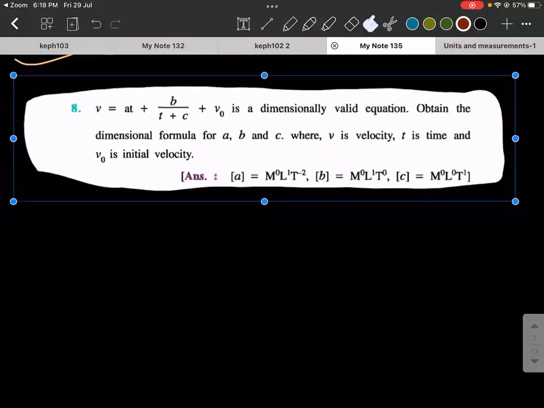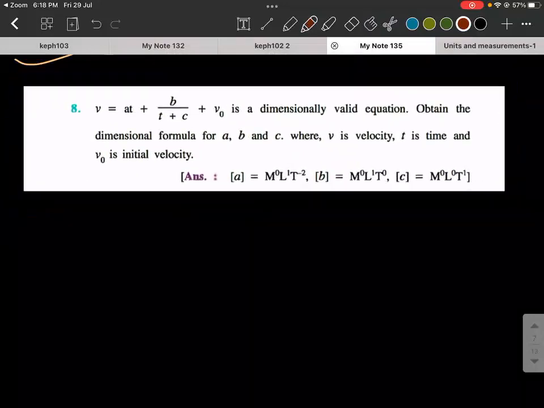Now listen to this. There is a mathematical expression like this, where they say V is equal to AT plus B divided by T plus C plus V naught. Here A necessarily need not be acceleration. It can be some physical quantity which we are not concerned about. It is a dimensionally valid equation.